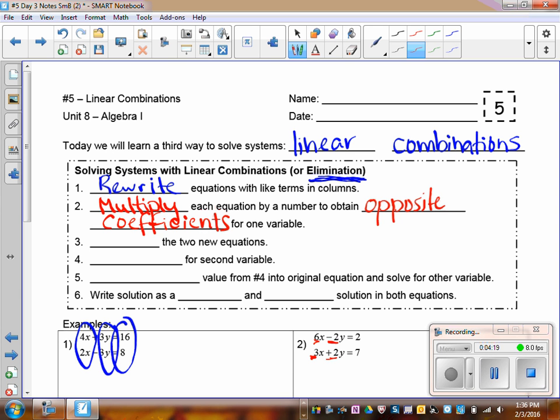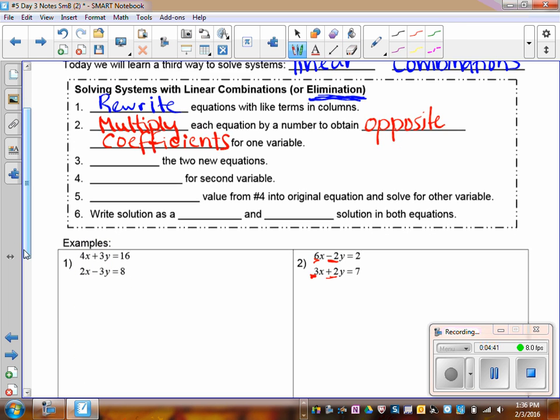What does it mean if they're opposite coefficients? That's good. They're on either ends of the number line, which means one is negative, one's positive. Very good. So opposite coefficients means we want one of our coefficients to be positive and the other one to be negative. And you can see that here, number 1, they've already done that for us, where y has a positive 3 and my other y has a negative 3. That's what we're trying to get.